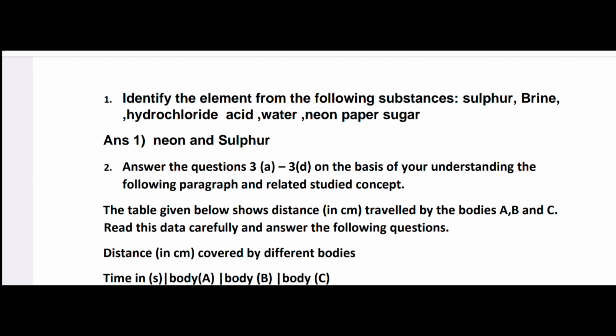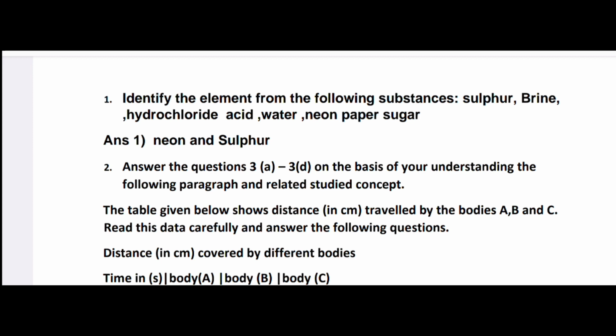Identify the element from the following substances: sulfur, brine, hydrochloric acid, water, neon, paper and sugar. You have to identify the element. So neon and sulfur, these are elements. Okay. Now question number 2.